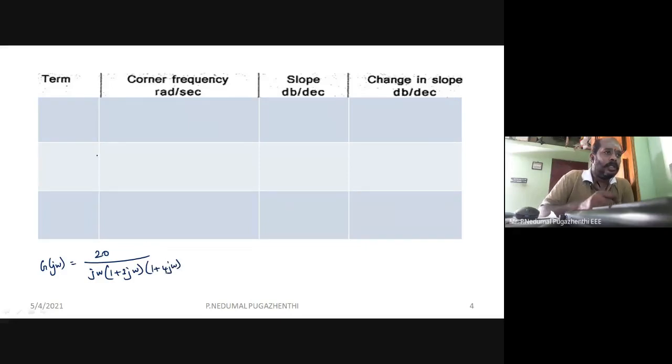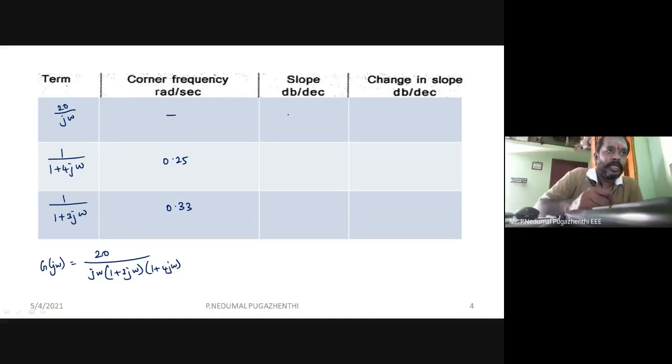So the terms: the first term is 20 by j omega, then as per the ascending order, it is going to be 1 by 1 plus 4 j omega and 1 by 1 plus 3 j omega. The first term does not have any corner frequency, there is no time constant here. The next is 0.25 radians per second, and this is 0.33 radians per second.